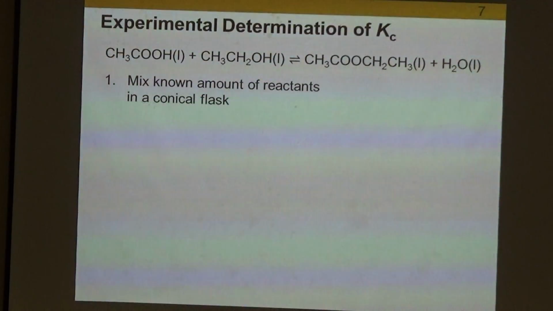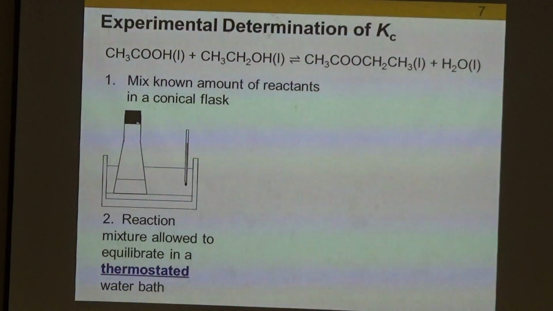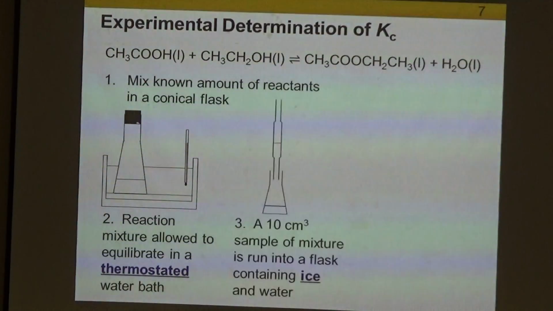Now, mix a known amount of reactants in a conical flask. The reaction mixture is allowed to equilibrate in a thermostated water bath. That means a temperature controlled water bath. An easy way for you to indicate this is to stick a thermometer in there and draw it in if you are asked to draw a diagram. A 10 cm cube of mixture is run into a flask containing ice and water. I want you to think about why they put ice and water inside there.